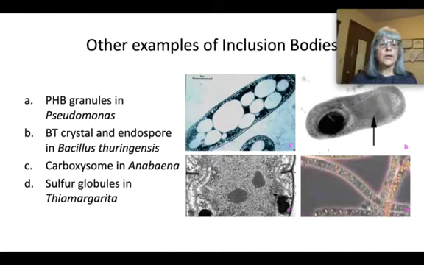The third one is carboxysome. And this is usually found, it's right here, in this picture here, usually found in photosynthetic bacteria. And what it does is it contains enzymes for carbon fixation in a stage of photosynthesis. Okay, so you do see it in bacteria that photosynthesize.